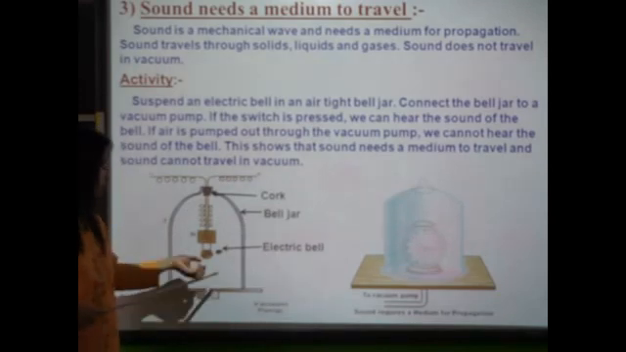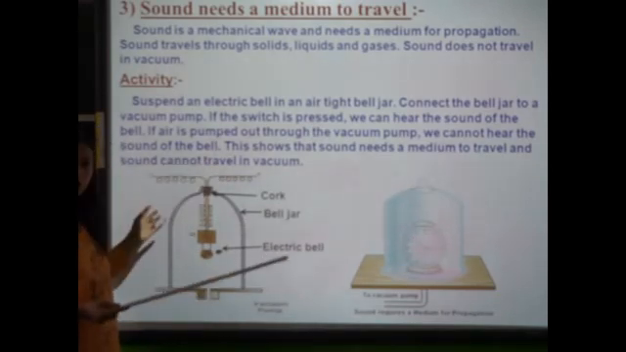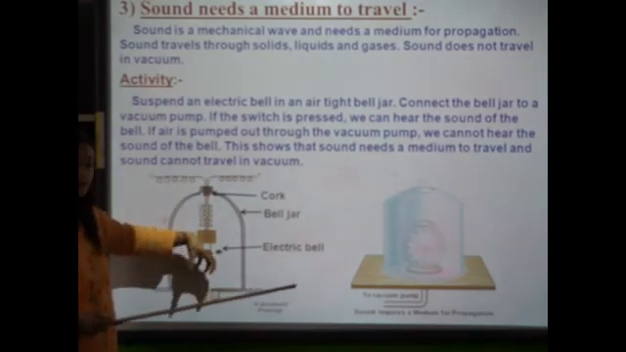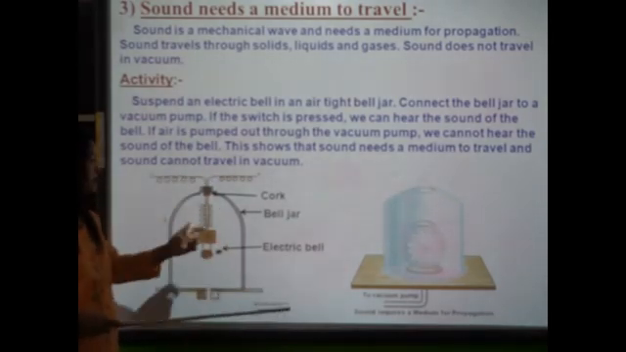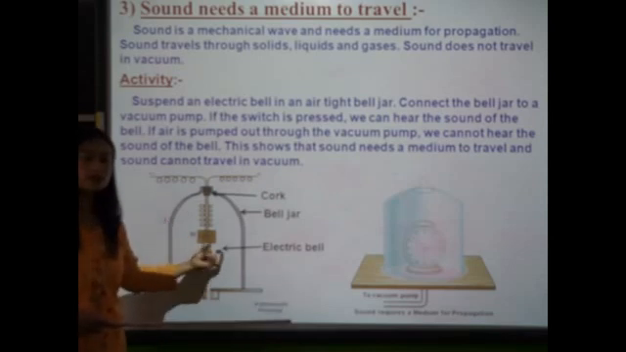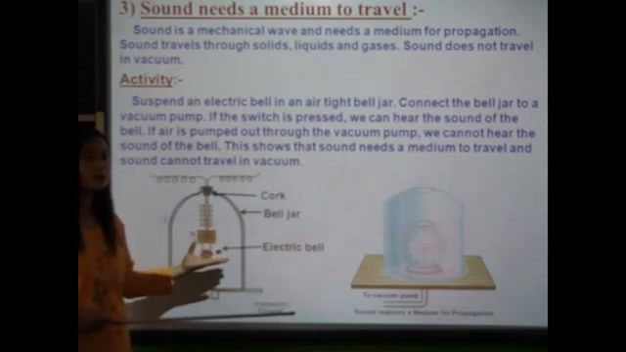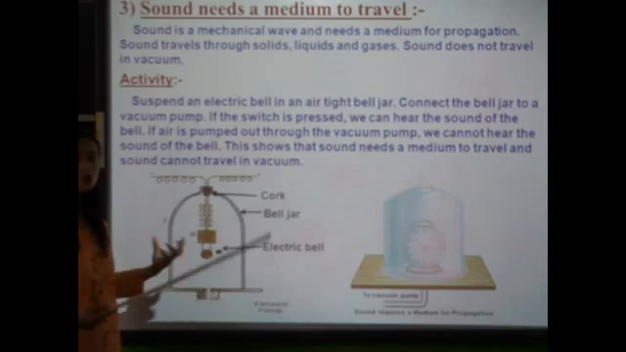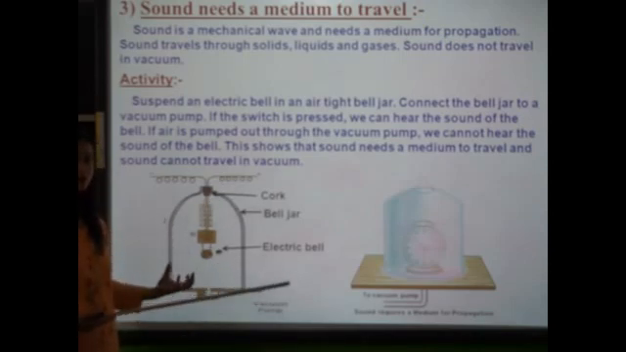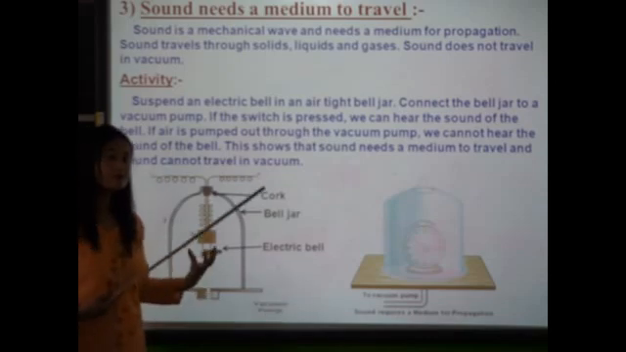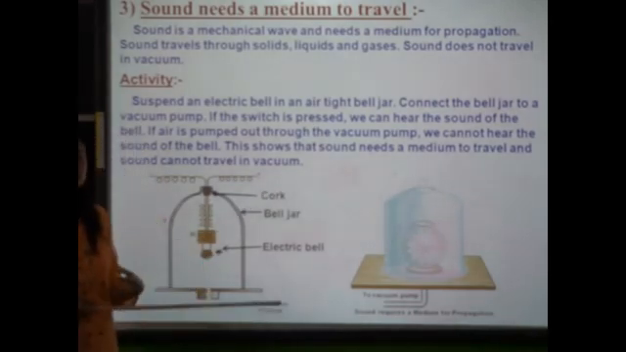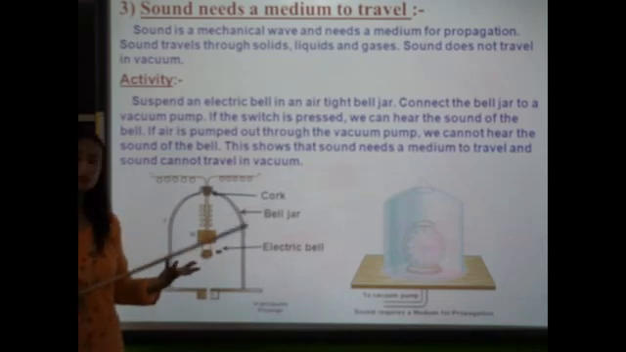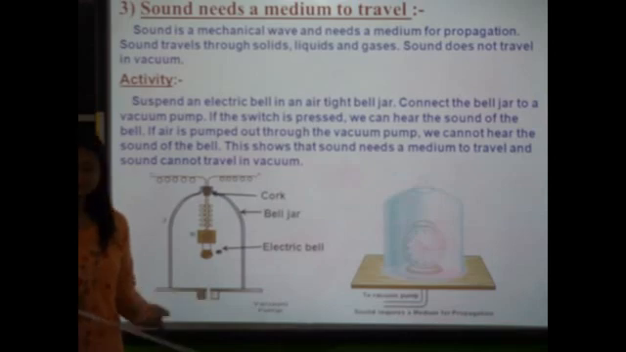Now if you open this cork, what will happen? Air will enter it. Now close this, seal it, and then ring the bell. What will happen? You will hear the electric bell ring. What does it prove? It proves that we have air here, a medium for the sound to travel. So it's very important for a medium to be present for the transmission of sound. If there is no medium, no solid, no liquid, no gases, sound will not be able to travel.